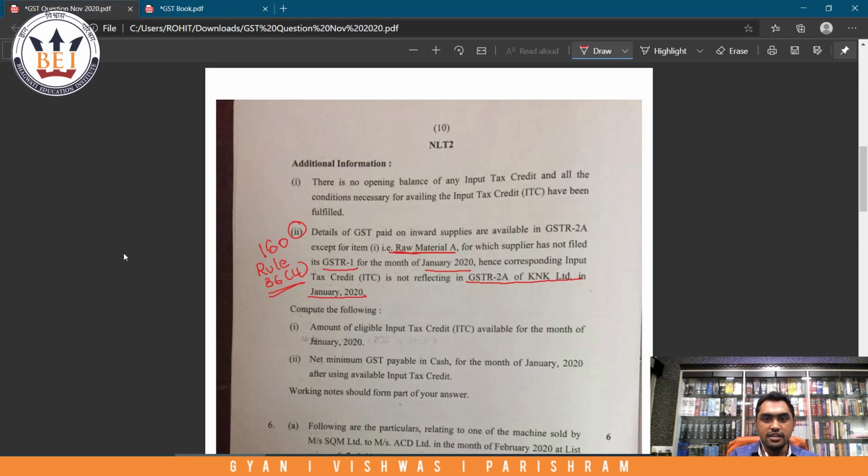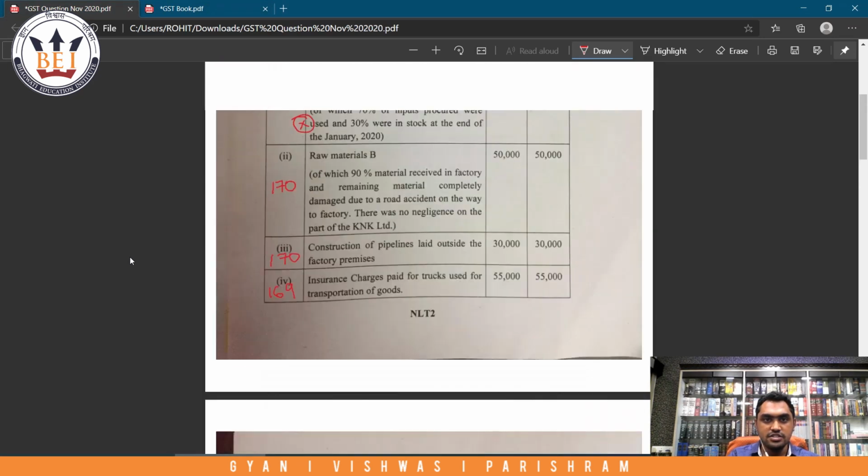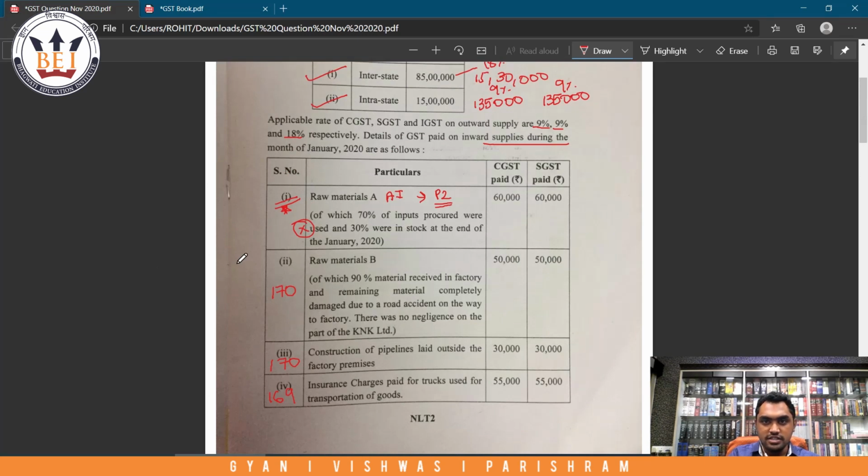So now what is happening here? This person has not uploaded his GSTR 1. So now we cannot take this 60,000. We have to take only 10% of the eligible credit. Now we will see what other credits are there and decide what is the eligible credit. They say raw material B, 90% of the raw material received in the factory and the remaining 10% completely damaged due to a road accident on the way to the factory. There was no negligence on the part of K&K Limited.